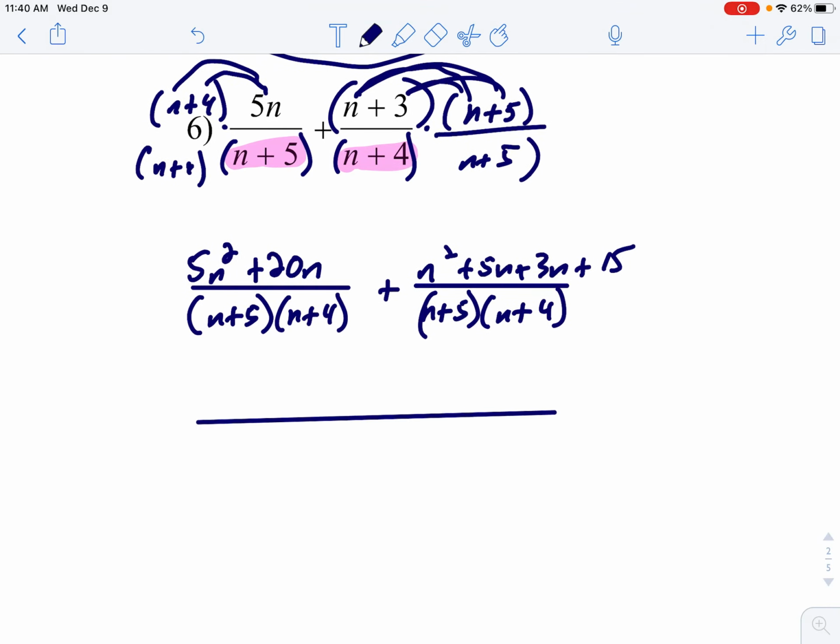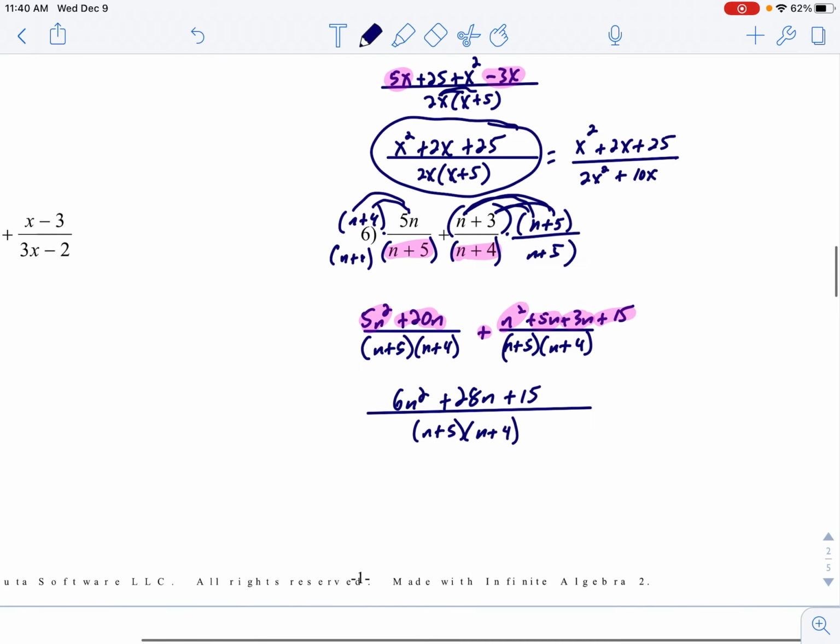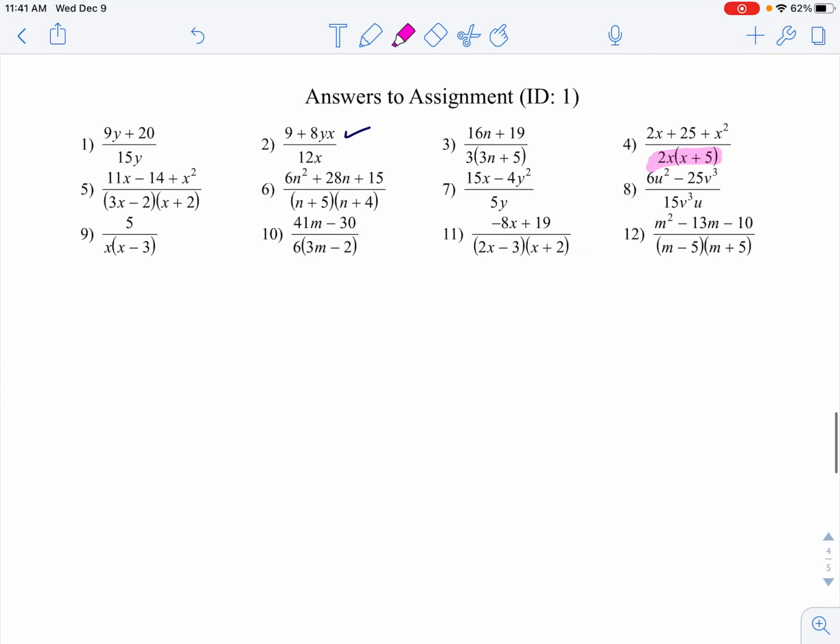So if I put this all together, what do I have? I have 5n squared plus n squared, so that's going to be 6n squared. Then I have plus 20n plus 5n plus 3n, that's going to be plus 28n. And then finally bring down that plus 15. And I guess that's the answer. Now if they FOIL that together, I would say that my answer key is inconsistent. Nope, right there.